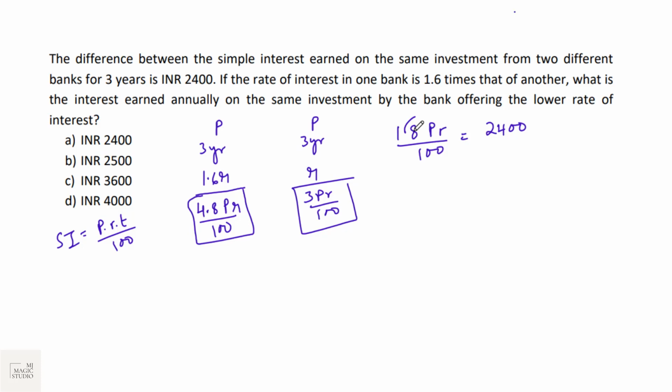Let me move this. 16, 3, 16,400. So P into R is something like 400,000, 4 lakh divided by 3.